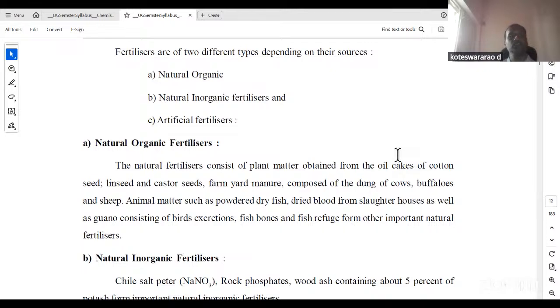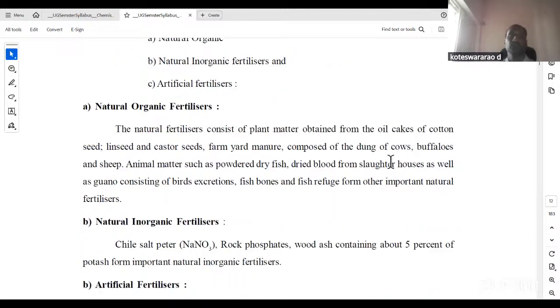Okay, all this matter is collected from the waste of animals and living beings, including plants, animals, and human beings. That will be combined and manured, and that is used as natural organic fertilizer.